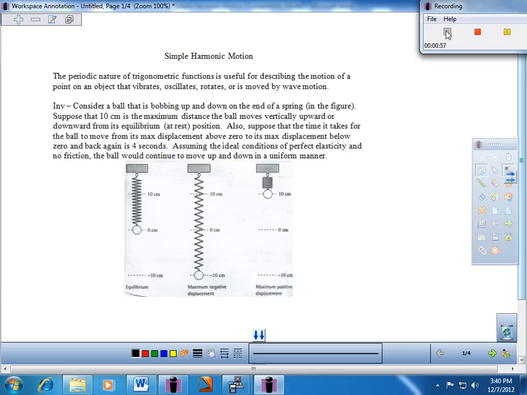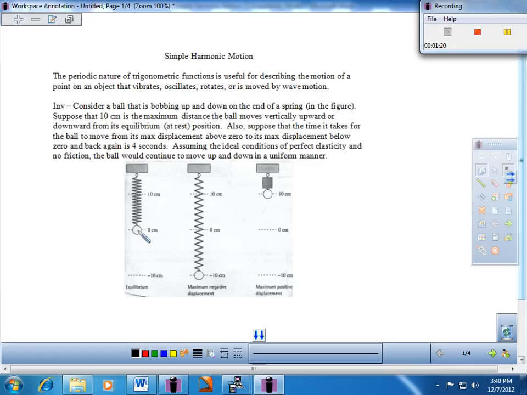Also, suppose that the time it takes for the ball to move from its max displacement above zero to its max displacement below zero and back again, and that should ring true for us as the period, is 4 seconds. Assuming the ideal conditions of perfect elasticity and no friction, the ball would continue to move up and down in a uniform manner. Okay, so we have a little diagram right here.